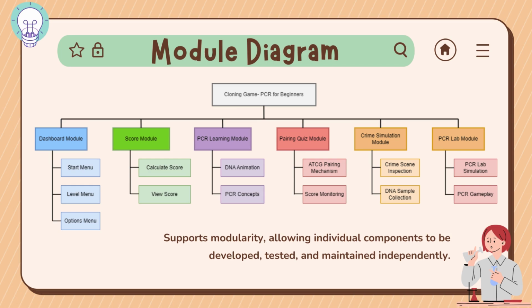Next, the score module monitors all the scoring mechanisms involved in the game. The level content is then divided into 4 modules, where the Level 1 PCR Learning module facilitates the PCR learning process. The Pairing Quiz module introduces the ATCG-based pairing puzzle game. The Crime Scene Simulation module lets users experience real-life DNA sample collection. And finally, the PCR Lab module provides a virtual lab for users to undergo PCR experiments.